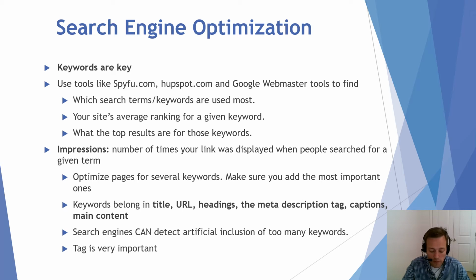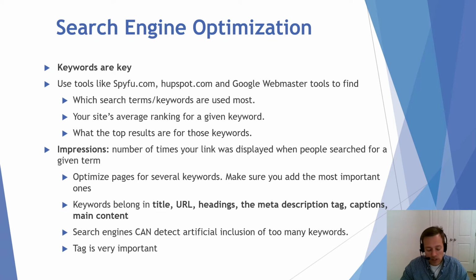The first thing you're going for is more impressions. Impressions are the number of times that your link was displayed when people searched for a given keyword. How do you get more impressions? Well, you've got to optimize your page for several keywords, and you want to make sure you are using the tools or using your knowledge. But mostly I would say you should be objective. Use the tools. Don't try to wing it. Make sure that you add the most important keywords to the different places on your web page.